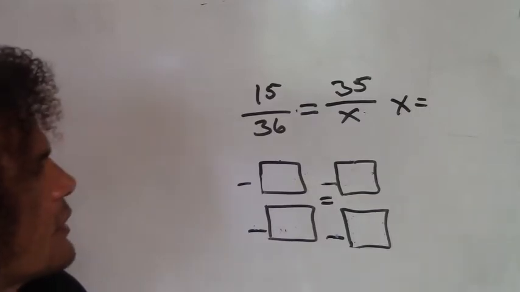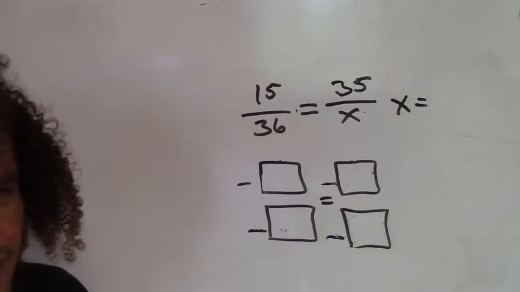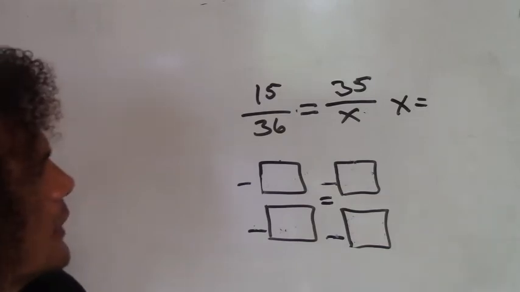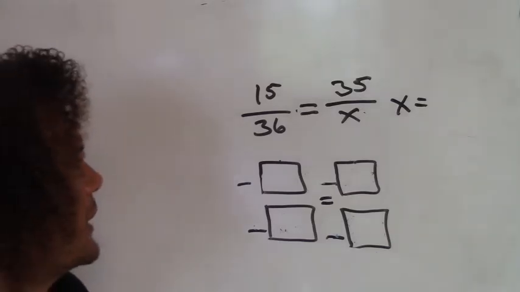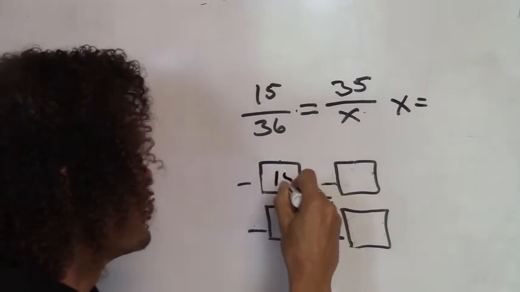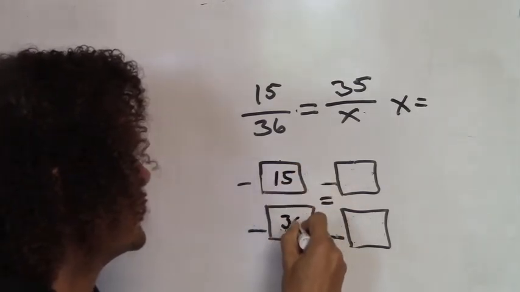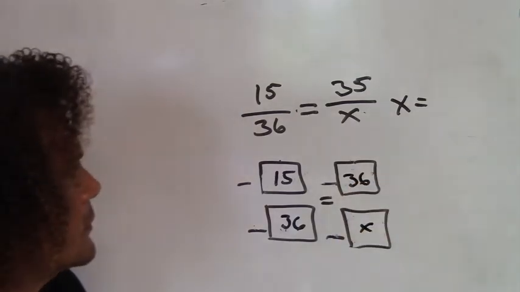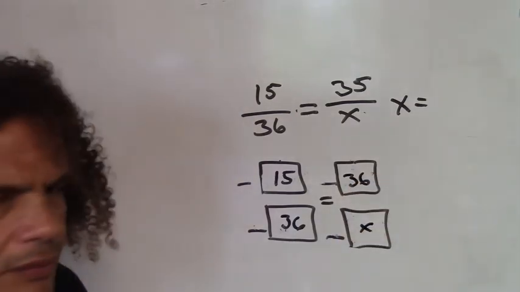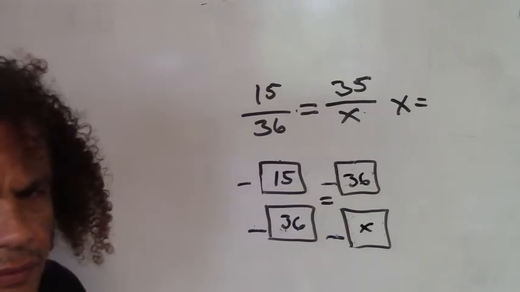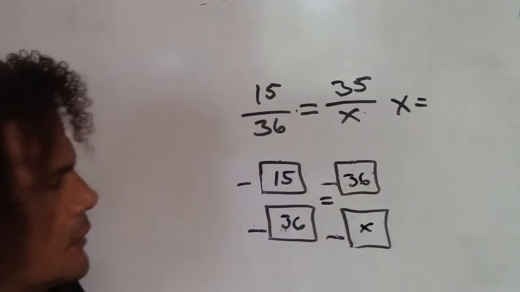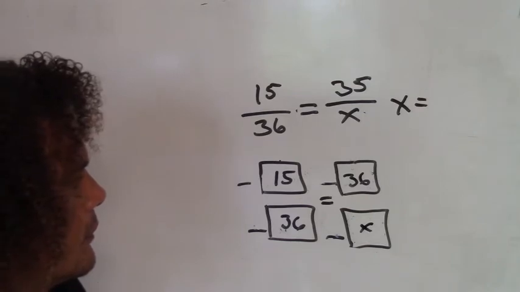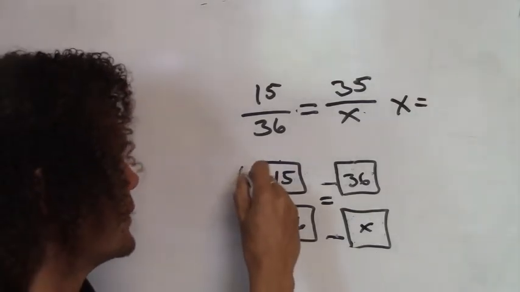Trying to reduce 15/36. Can we get a reduction? 3. Ooh, I like it. Does 3 go into both of those numbers? I think so. Let's try it. How many times does 3 go into 15? 1, 2, 3, 4. It has to be 5. Gotta be 5.